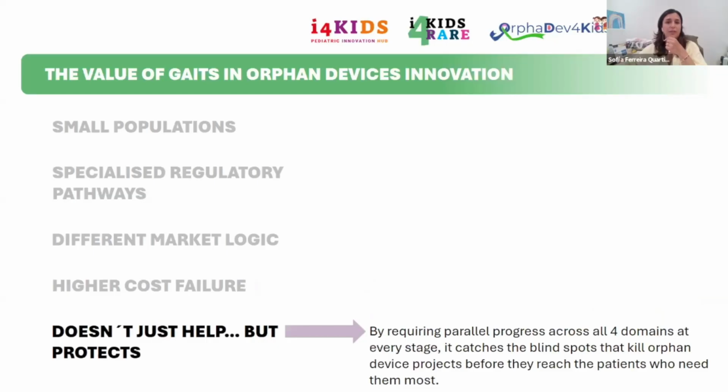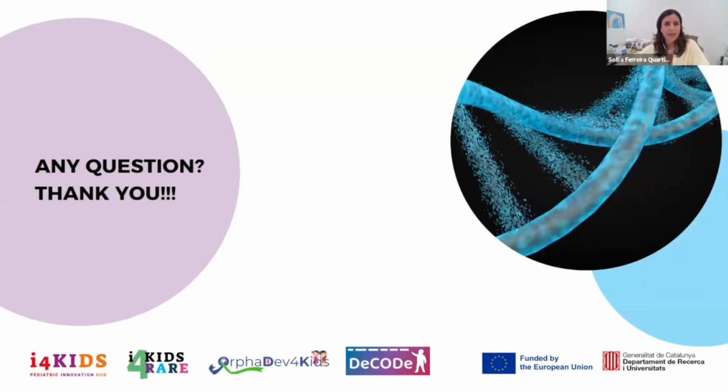And if we go to the last point, this is why we say that GAITS is more than just making new devices for orphan diseases. It really protects patients by making sure that progress is made in all 4 areas at every stage. It finds problems before they become really serious and before they reach patients who need solutions the most.